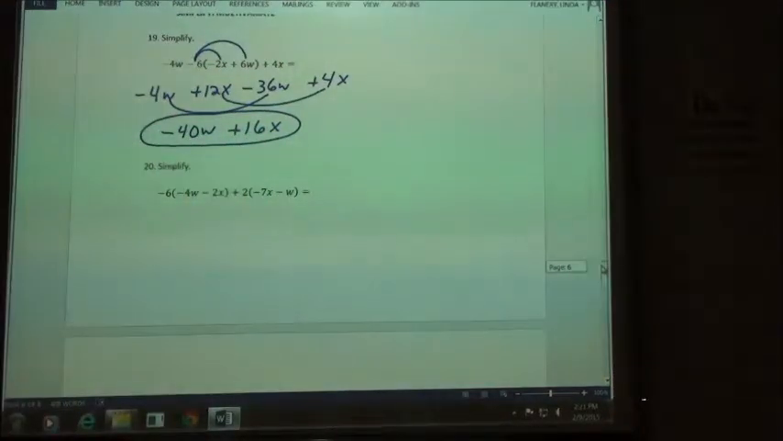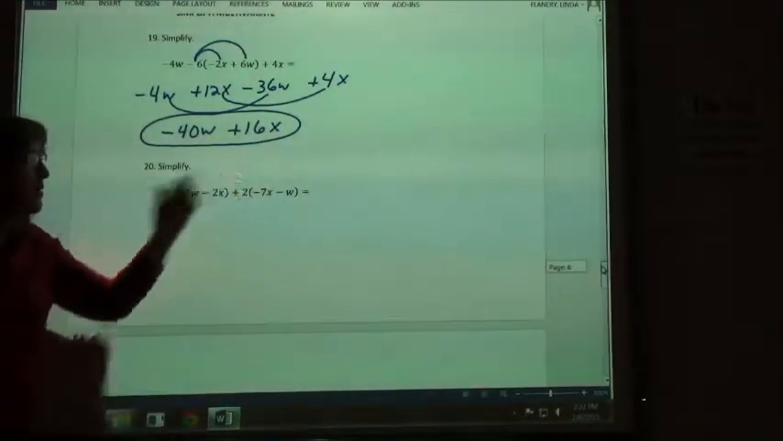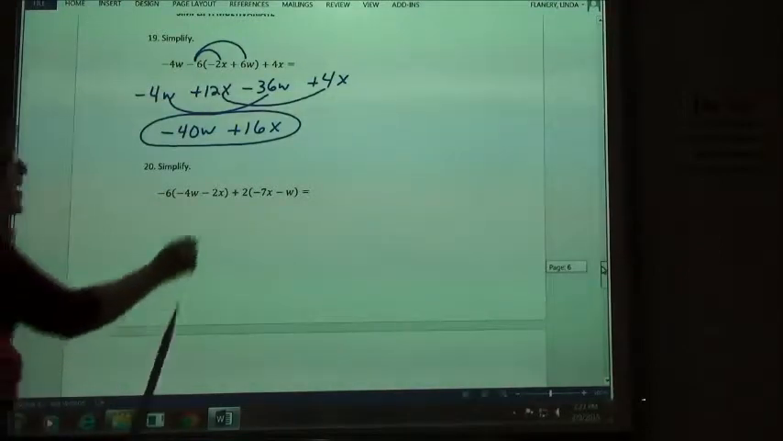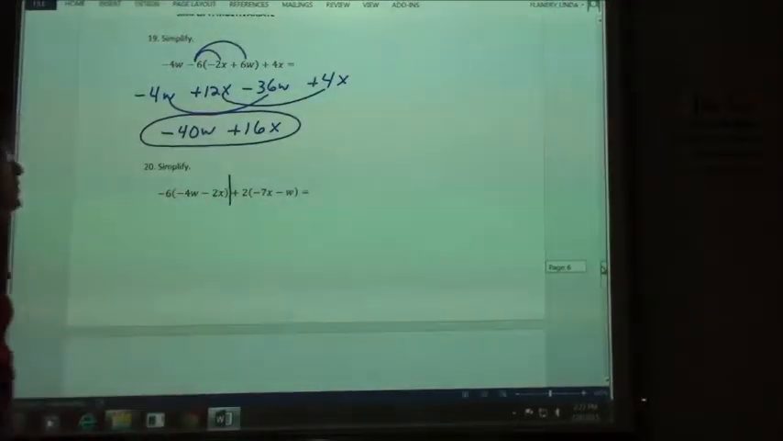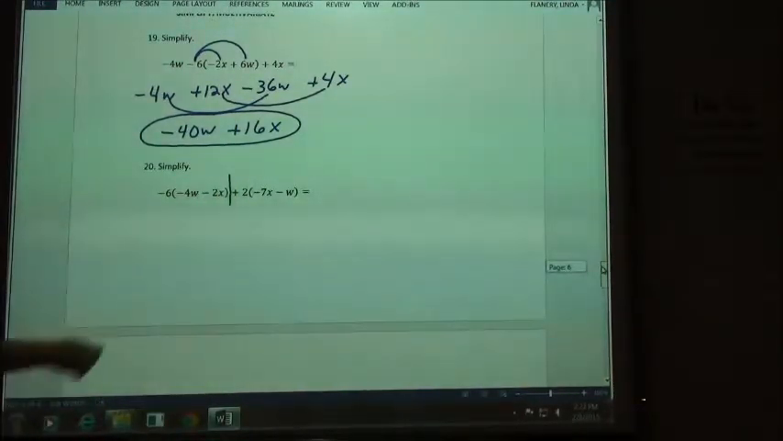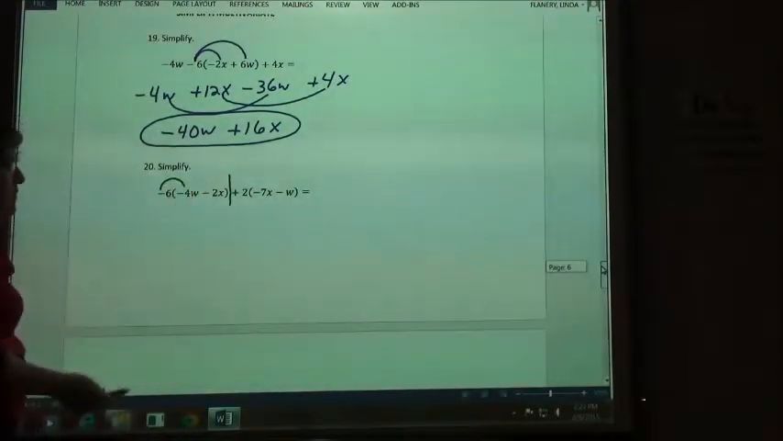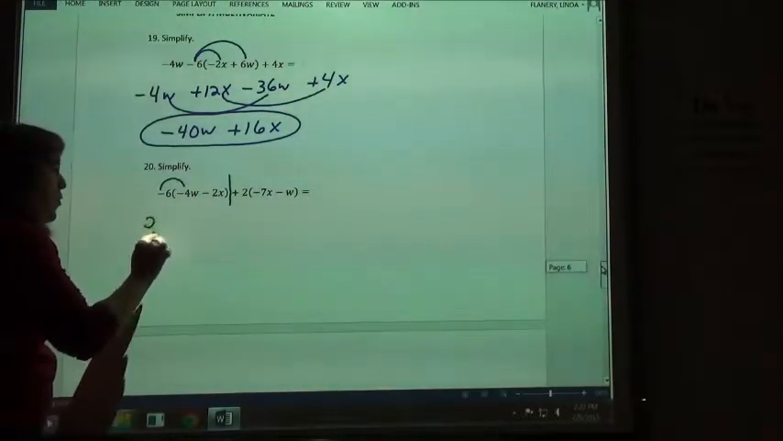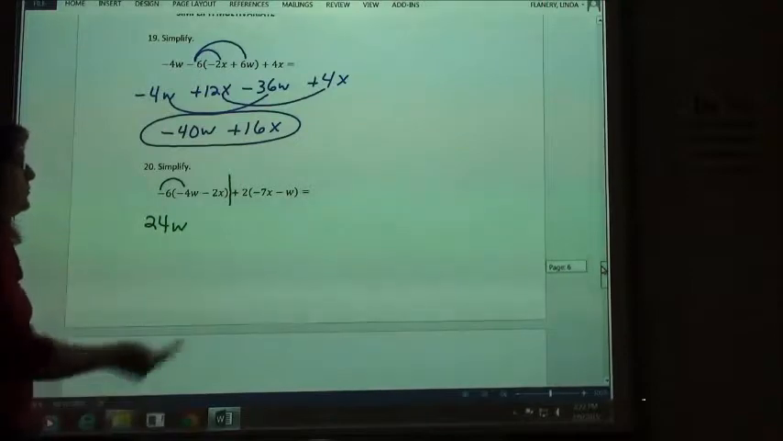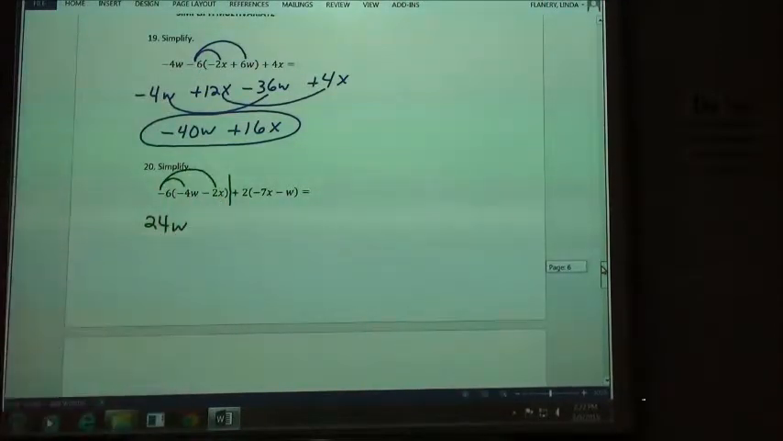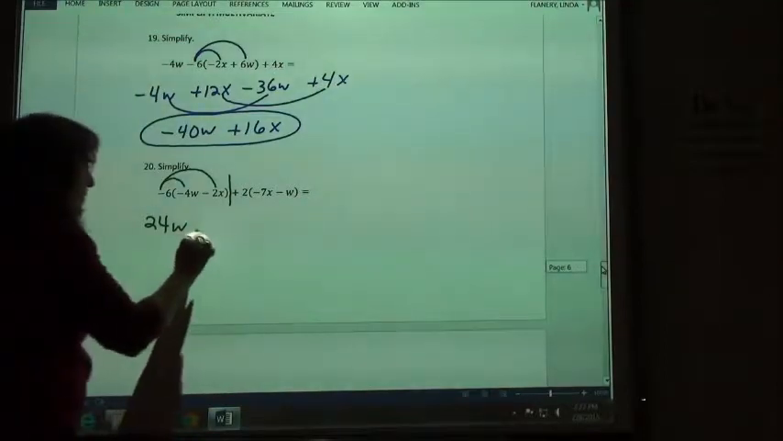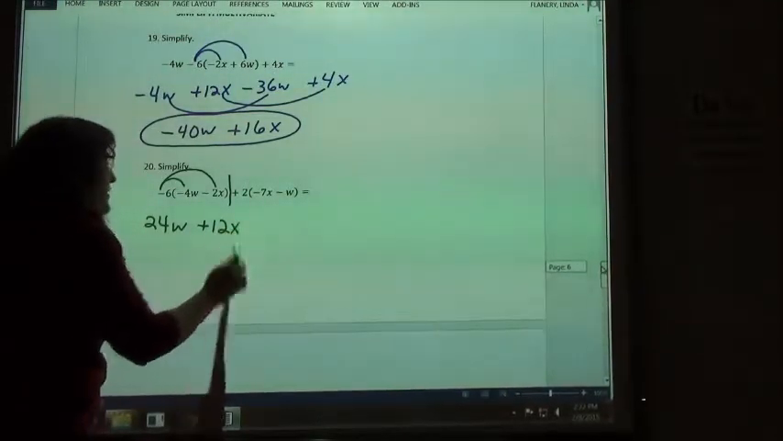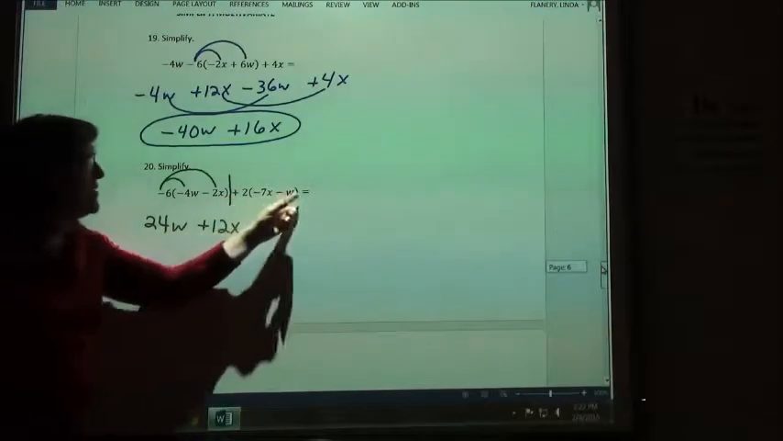Number 20, same kind of thing, but this time I have two sets of parentheses. Again, I've got to multiply. Here I'm multiplying just up to the end of that parenthesis. So negative 6 times negative 4 gives me positive 24w. Negative 6 times a negative 2x. Negative times a negative is a positive 12x.